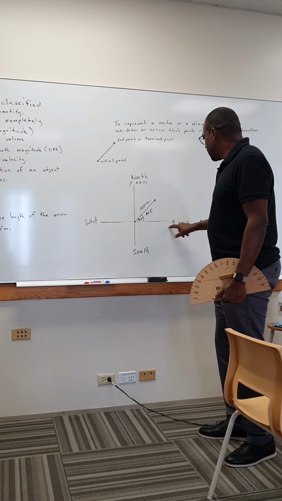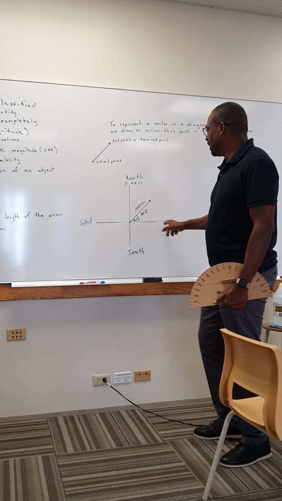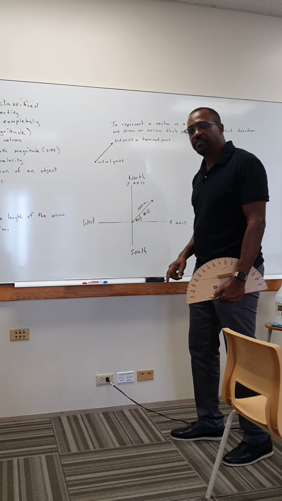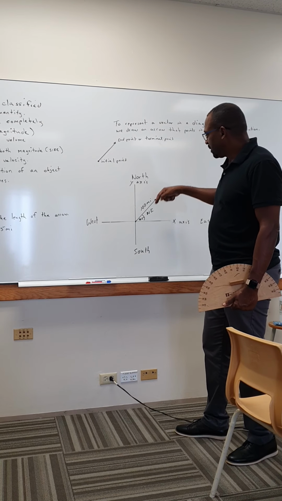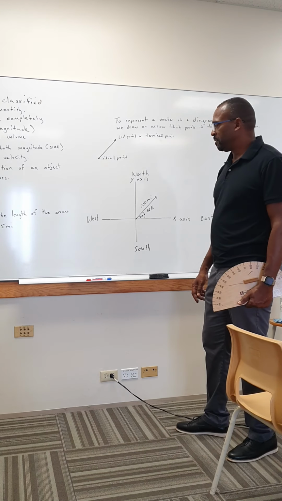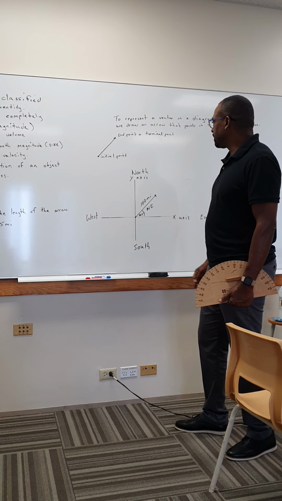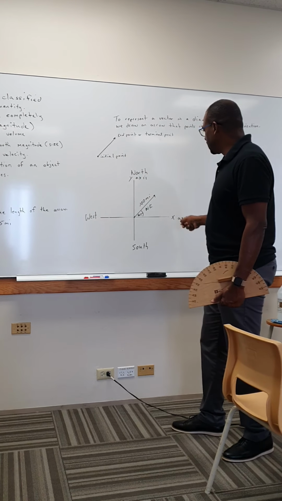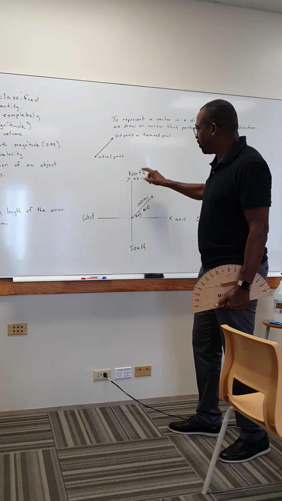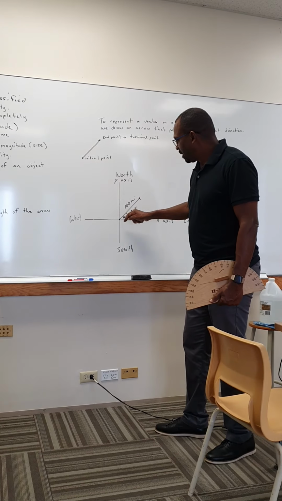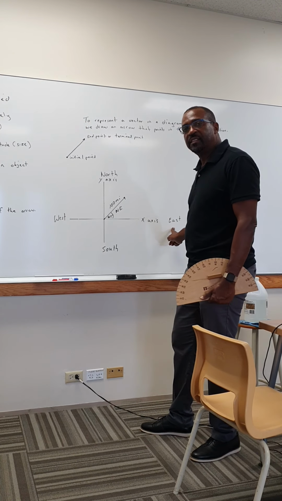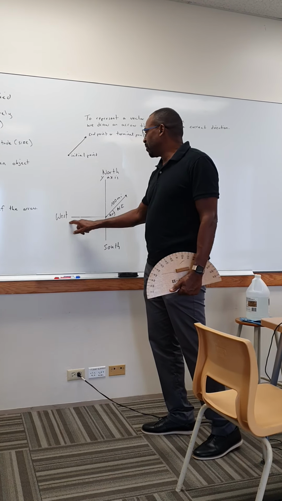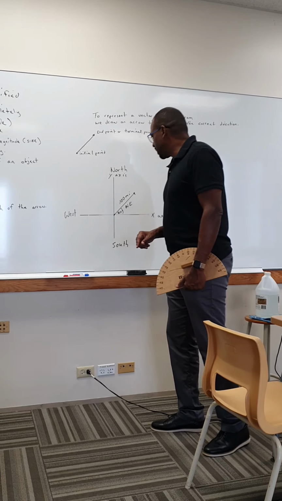In this direction is your positive x-axis. In this direction is your negative x-axis. In this direction is your positive y-axis. In this direction is your negative y-axis. Also, you notice the direction. The positive y is in the northerly direction. The negative y is in the southerly direction. The positive x-axis is in the easterly direction, and your negative x-axis in the westerly direction.